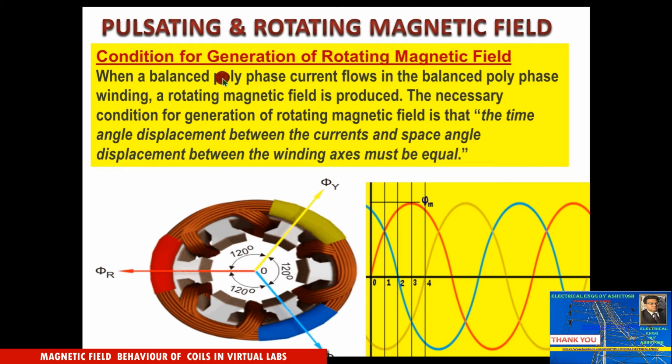So when a balanced polyphase current flows in the balanced polyphase winding like this, this is the R phase, this is Y phase, and this is B phase, and all the three windings or all the three phases are displaced at 120-degree apart. This is the necessary condition for generation of rotating field. The time angle displacement between the current and the space angle displacement between the winding axis must be equal. That is the important condition for generation of rotating magnetic field.